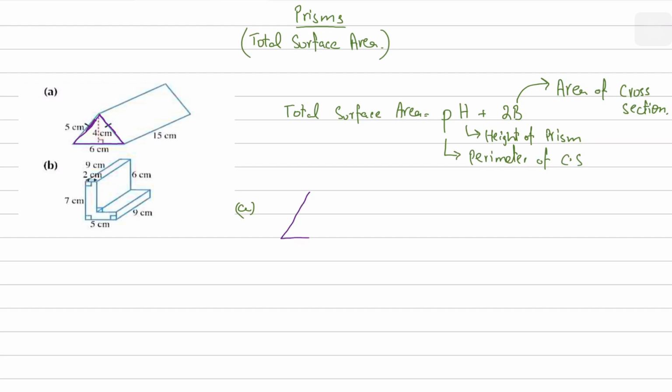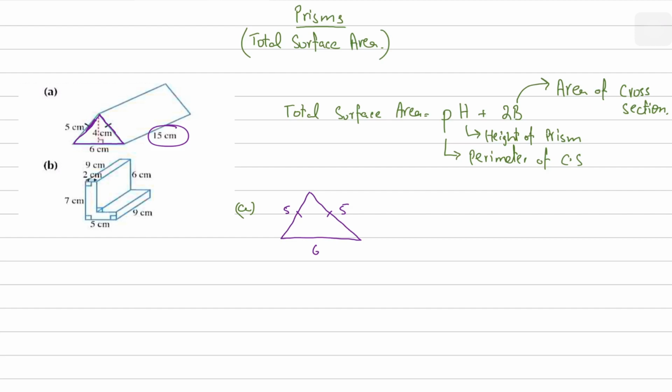I'm just going to redraw it here. This is an isosceles triangle with two lengths of 5 and one length of 6. And what exactly is the height of the prism? The height of the prism, remember, is the perpendicular distance between the two identical faces, which is 15. Don't confuse height with 4. 4 is just the height of the cross section, not the height of the prism. The height of the prism is 15.